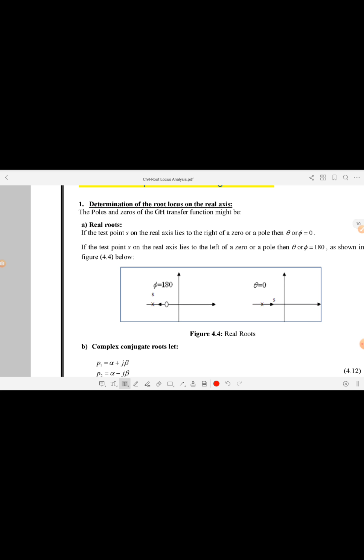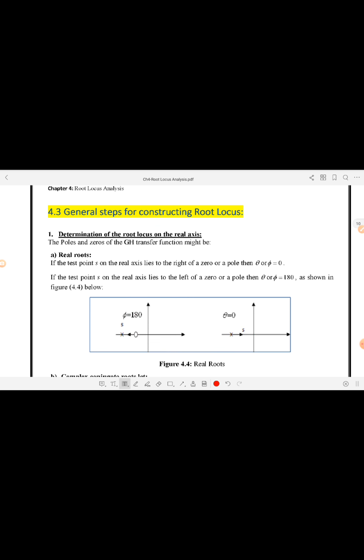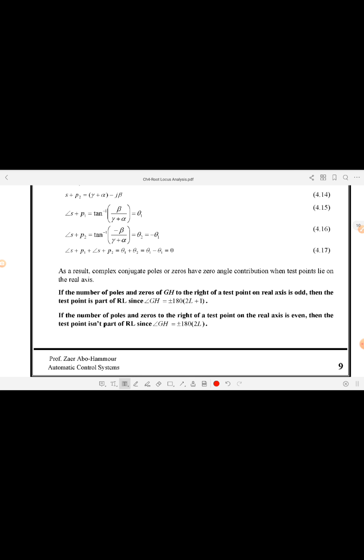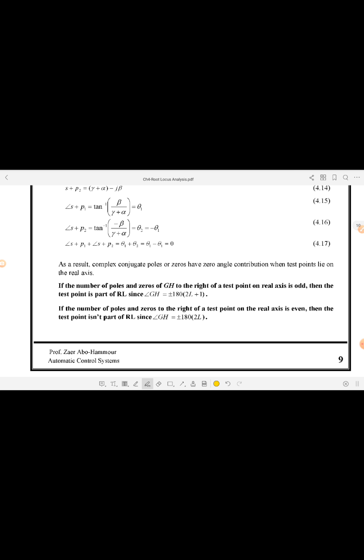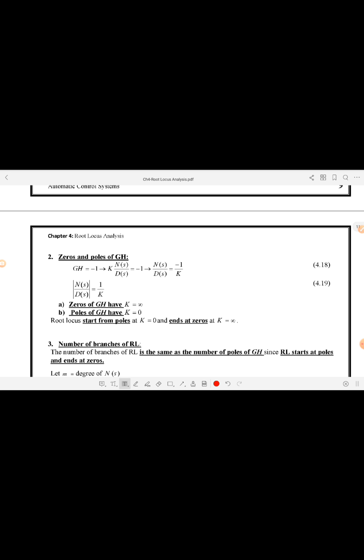أول خطوة من خطوات الرسم كانت عبارة عن determination of the root locus on the real axis، وحكينا في عنا الرول اللي هو الأود نمبر رول. If the total number of poles and zeros to the right of the test point is odd then that test point is part of the root locus. Why? Because the angle condition will be satisfied, and if the number of poles and zeros to the right of the test point is even then that test point is not part of the root locus. وبالتالي هذا الحكي ناقشناه في السابق.